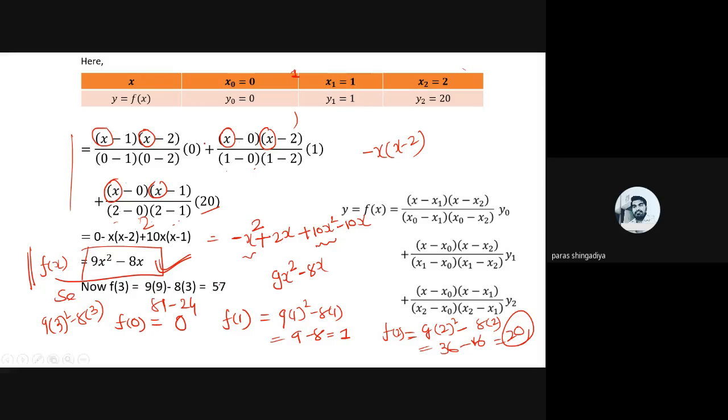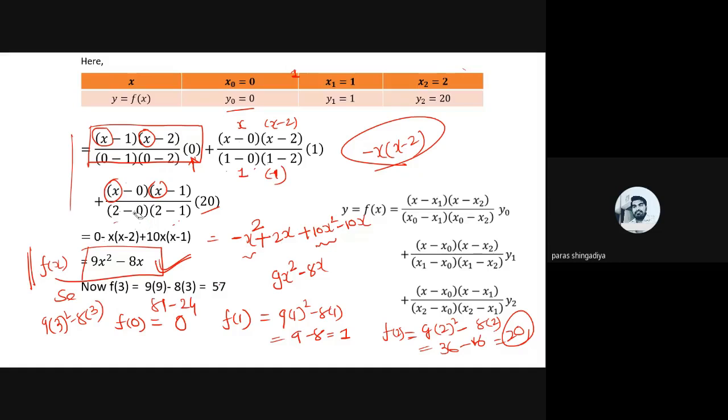So in the first term, y0 is 0, means 0 will come here, so this whole term will become 0. Okay. No need for any simplification. Now in the second term, x minus 0 means x is here. The remaining is x minus 2. And now in the denominator that is 1 minus 0, which is 1, and 1 minus 2, which is minus 2. So the answer is minus x into x minus 2. That is the answer of the second term.